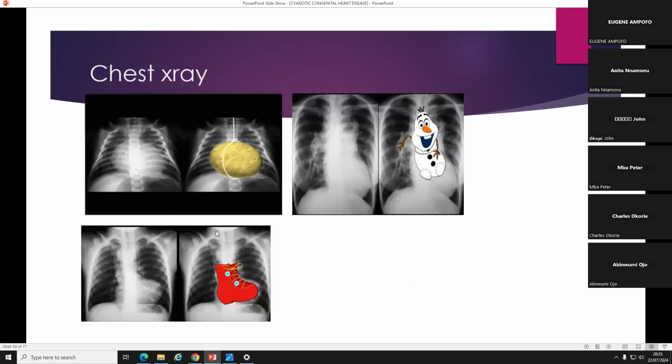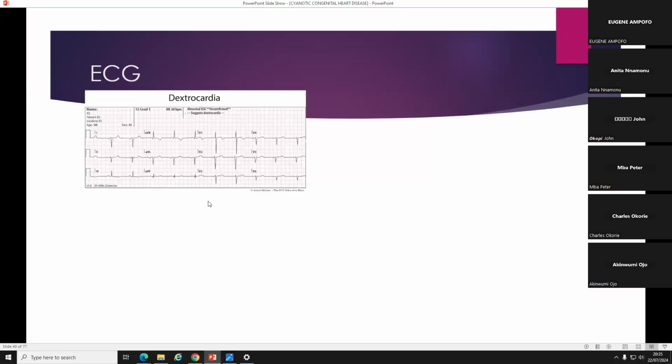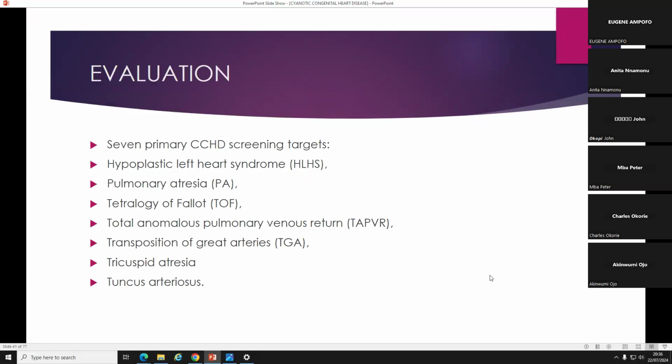Okay, so these are just a few pictures to show the egg-shaped heart over here on the left, top left, and then top right we can see the snowman heart for total anomalous pulmonary venous drainage. These are the anomalous pulmonary veins which form the hands of the snowman. And then for TOF, of course, there is the classic boot-shaped heart, which represents right ventricular hypertrophy. And it's just an ECG showing dextrocardia. One would think that the leads were displaced, but this is basically what it looks like.